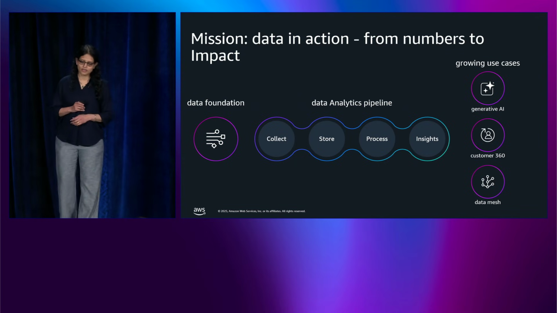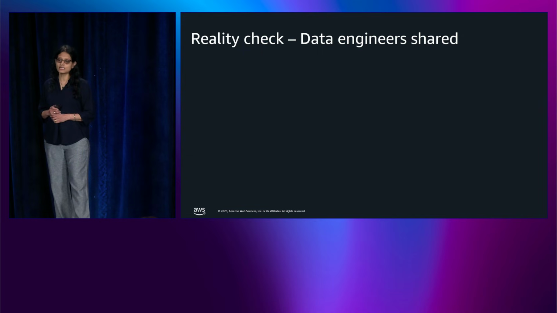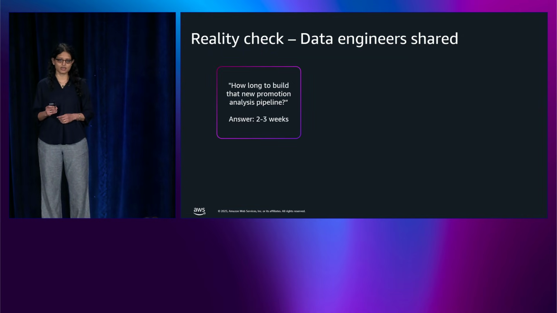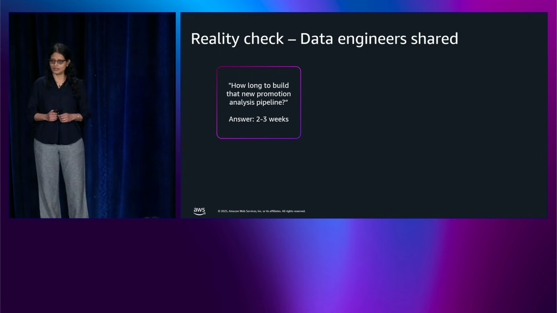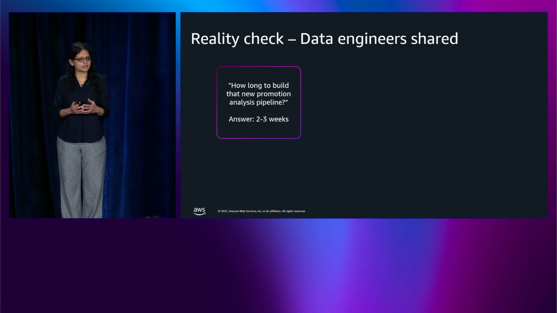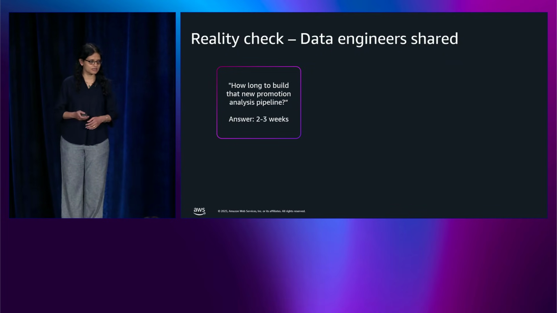But when we check the reality, it's completely different. A marketing team reaches out to the data engineers and says, this is a new promotional analysis that we want to build and get insight into. Can you build a data pipeline for this? They say it's going to take 2 to 3 weeks.